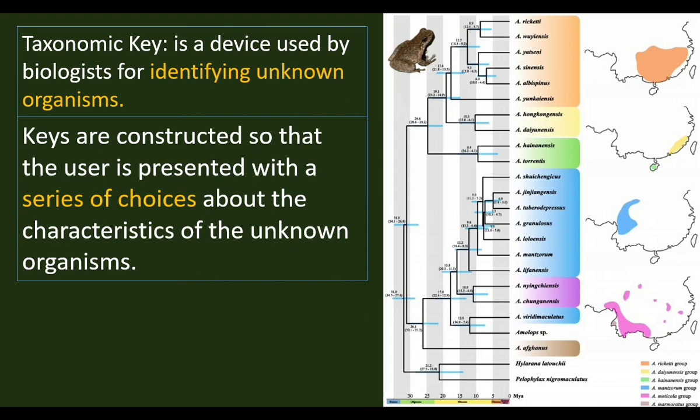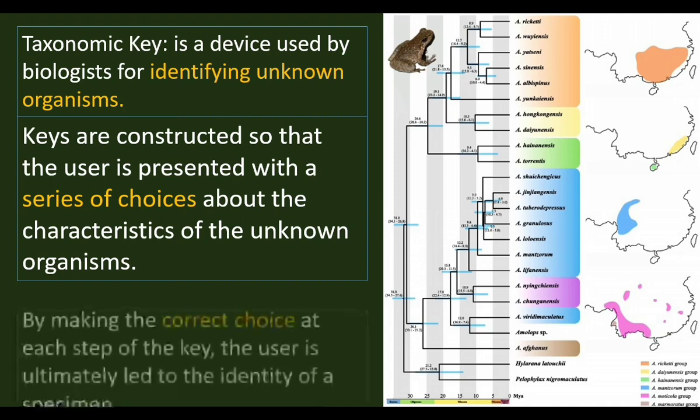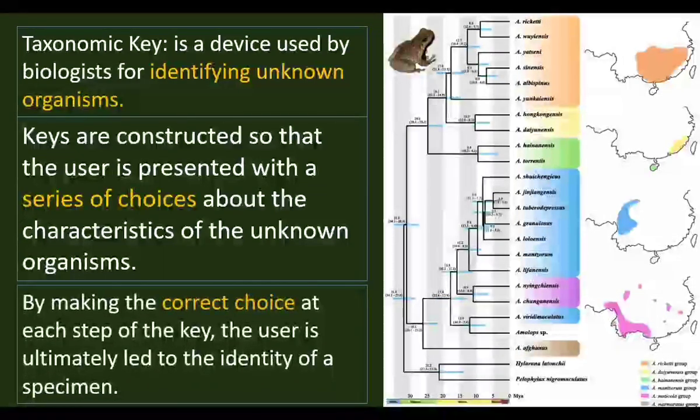We have to select one choice, and the choice will inform us what we have to select next. If we carefully select the choices in a step-by-step manner, finally we will identify the specimen. We will identify which species the specimen comes under. In this way, taxonomic keys are useful in identifying unknown organisms.